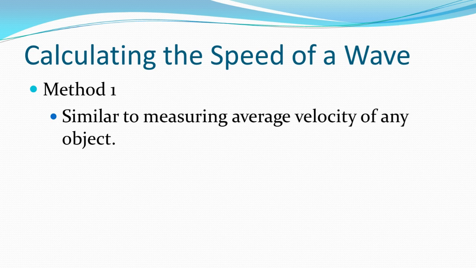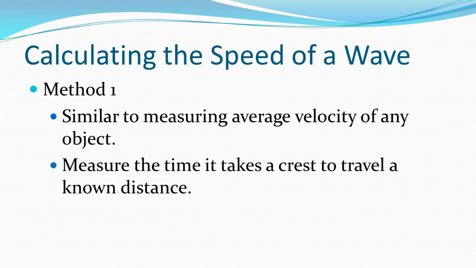Method 1. This is similar to how we measured the average velocity of any object. We measure the time it takes a crest to travel a known distance. We usually would use crest, but you could find any point on that wave and find from where it started to where that point ended. That's your distance. That's how far the wave has traveled. So we calculate distance over time. We know how far the wave traveled. We know how long it took to get there. When I divide those, it'll give me the speed or velocity of the wave.